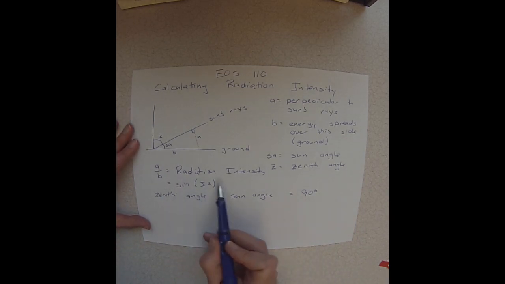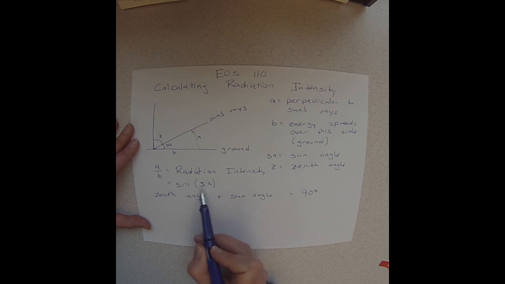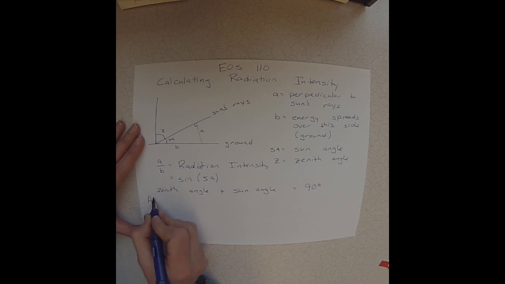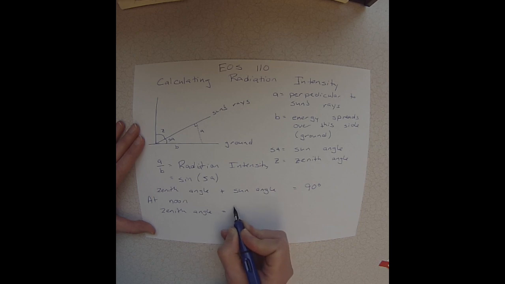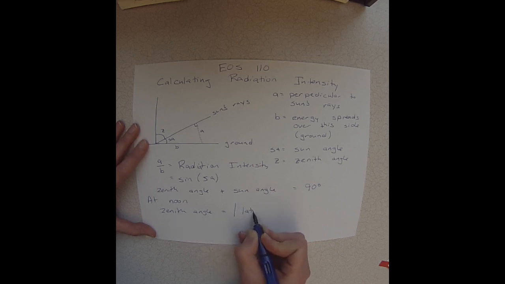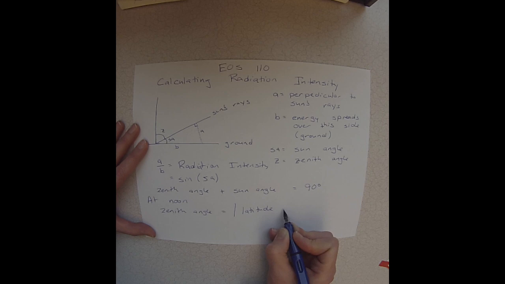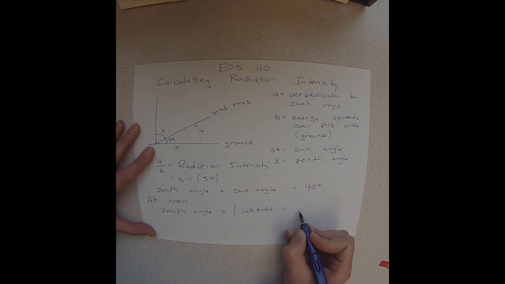Now to figure out what that sun angle is, we have one more formula, and it relates the zenith angle to the latitude and the declination angle at noon. If we're not at noon, we can't use this; we'd have to alter this formula. But at solar noon, that zenith angle is equal to the absolute value of the latitude minus the declination angle.